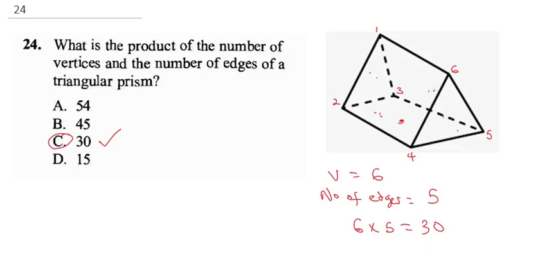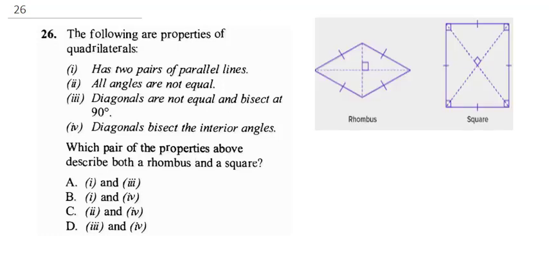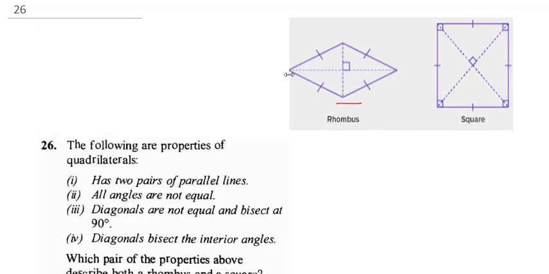Okay, so the next question says the following are properties of quadrilaterals. Has two pairs of parallel lines. These are the following properties of the quadrilateral. It says which pair of the properties above describe both a rhombus and a square. Now, this is a rhombus, and this is a square. So now let's compare the properties. Has two parallel lines. Yes, you can see this is a square, please.